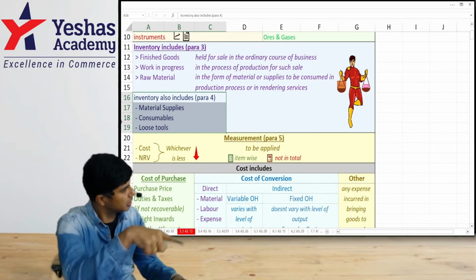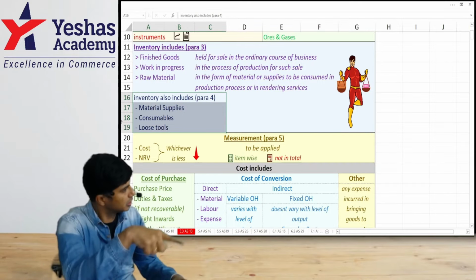There only we write this. They could have given opening spare parts, closing spare parts, purchase and everything. But good, they've given straight away how much is consumed. How much is consumed? 45. Please don't write it in other expenses. Come to consumption of raw material.